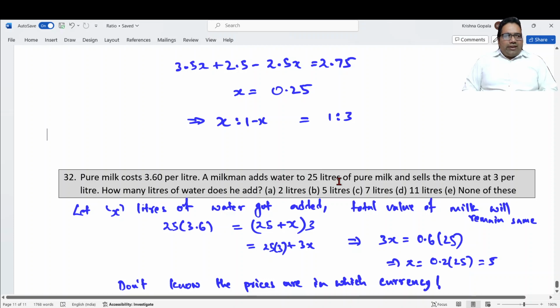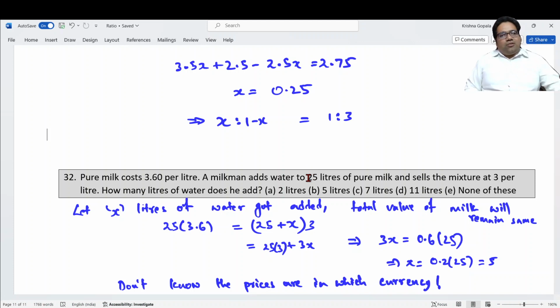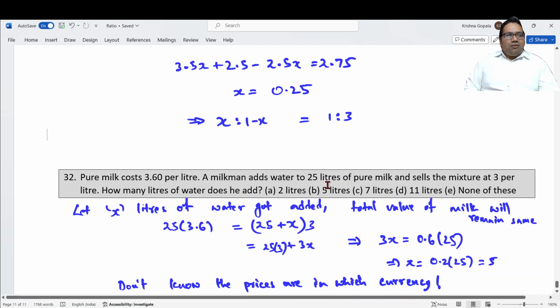So when he adds water, the total amount of pure milk that he has will not change, right? The solution will get diluted, but the value should still remain the same. The value of milk, because let's assume water is free, there is no value for water, right? So the value before and after should remain the same, right? What is the before value? 25 into 3.6, this is the original value.